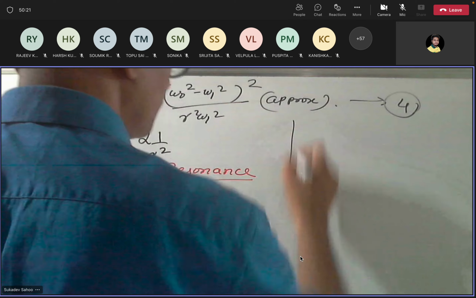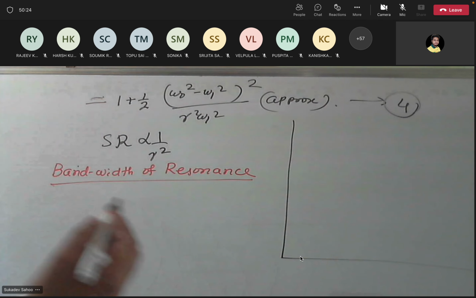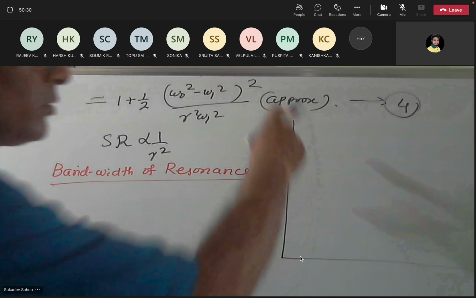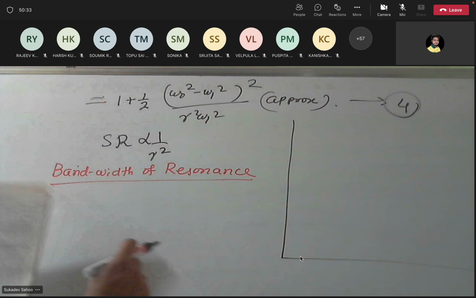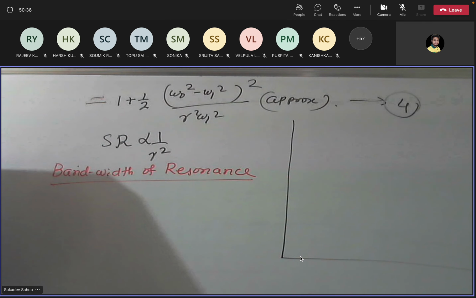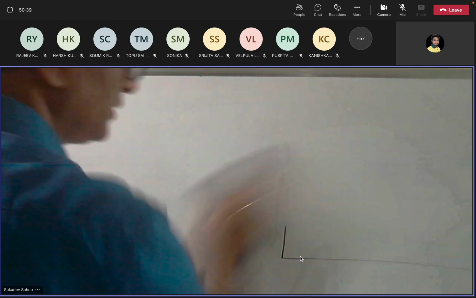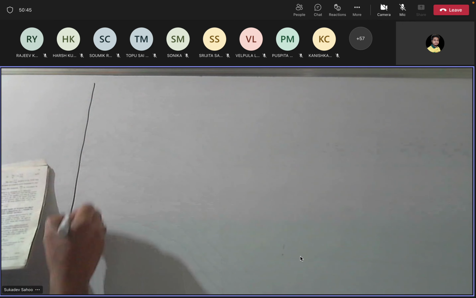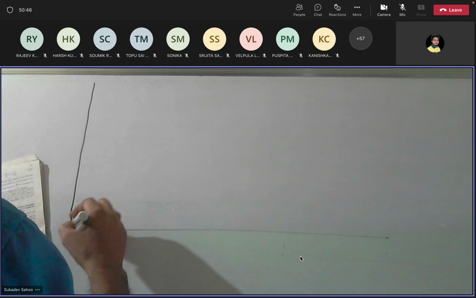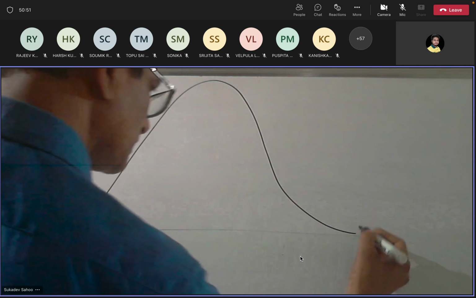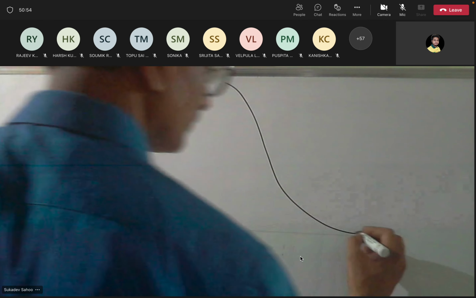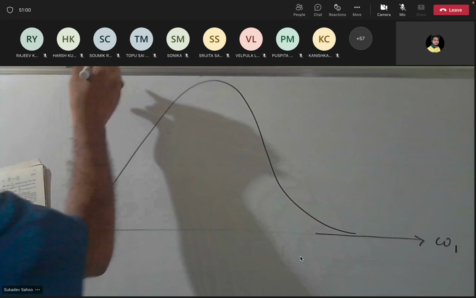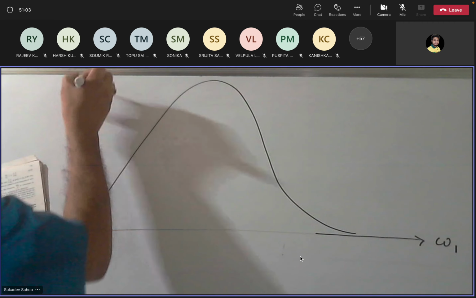For this, we have already derived the expression for power. This question is easy. Otherwise, you give the heading, bandwidth of resonance, I will draw the figures here. Then already we have derived the expression for power. If we plot a graph, that is power versus the frequency. Frequency means frequency of external periodic force, omega 1. That is P average. Already we have derived the expression P average.